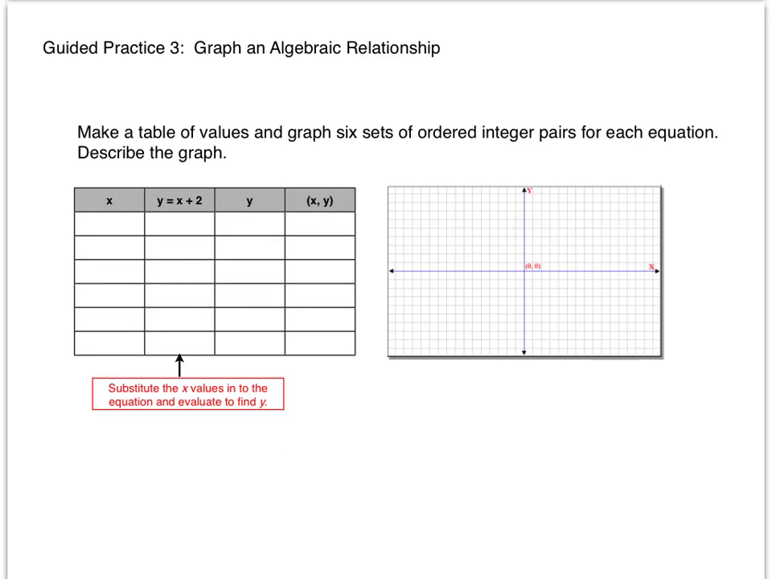In guided practice 3, we're going to graph an algebraic relationship together. It asks us to make a table of values and graph 6 sets of ordered integer pairs for each equation and then describe the graph. I'm going to use the same numbers we used in the previous example. So we'll use negative 2, negative 1, 0, 1, 2, and 3. Once again, we're going to substitute the x values into the equation.